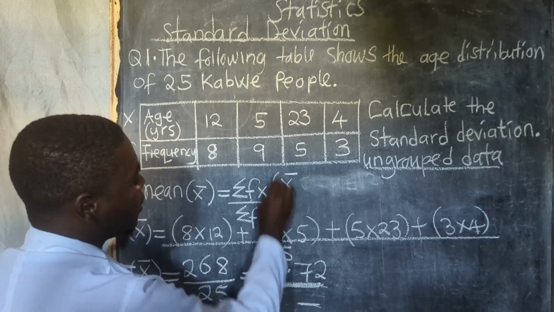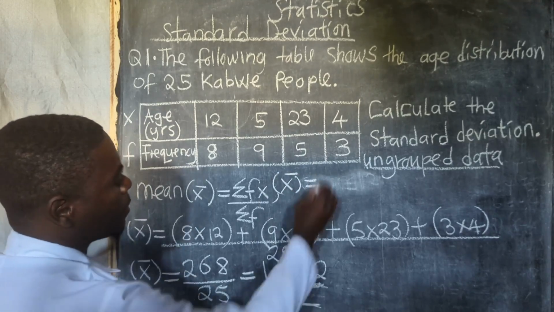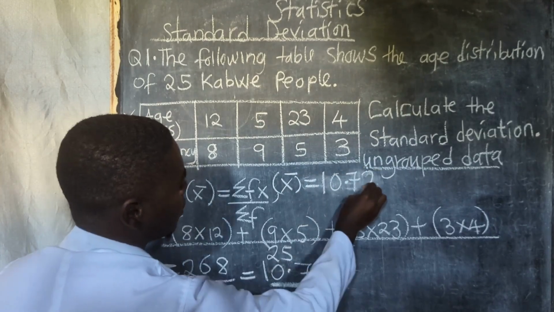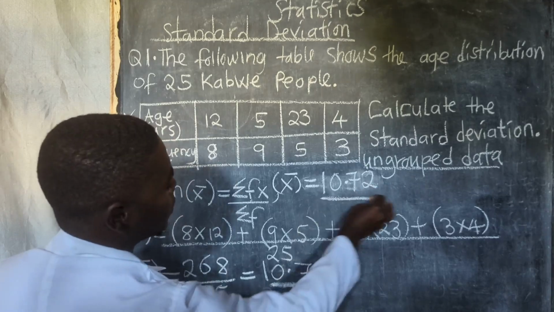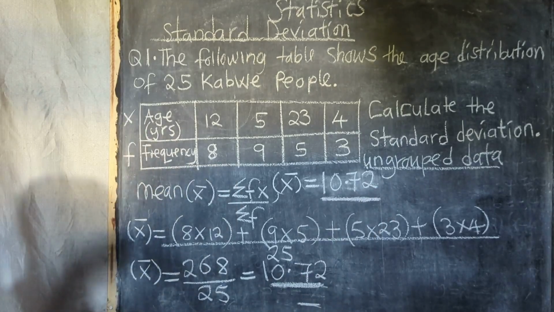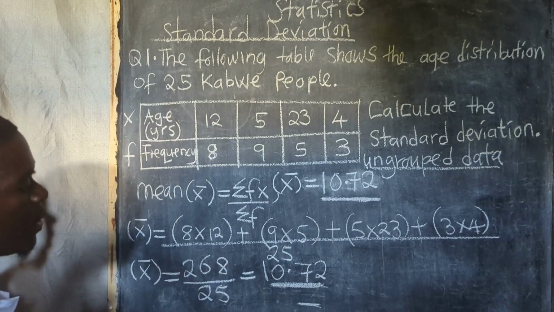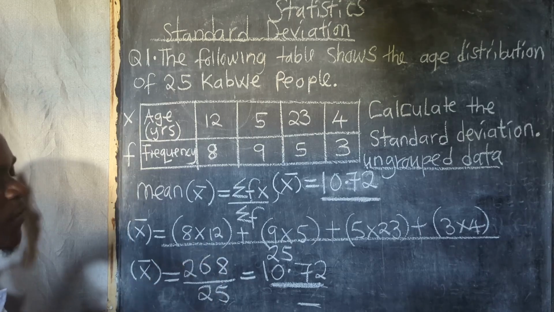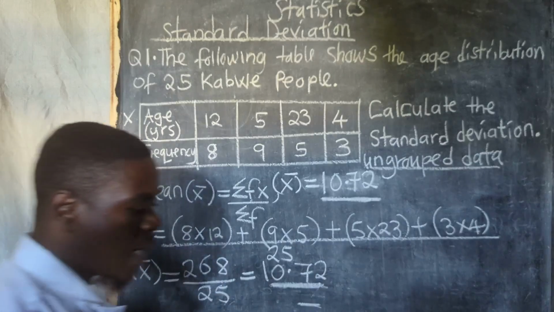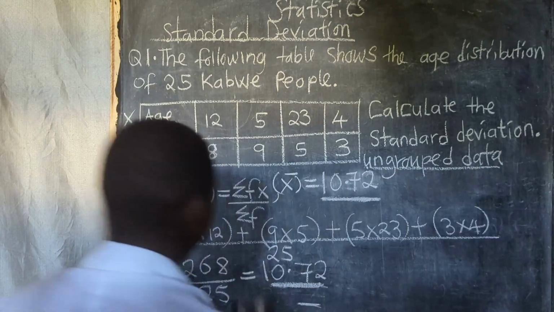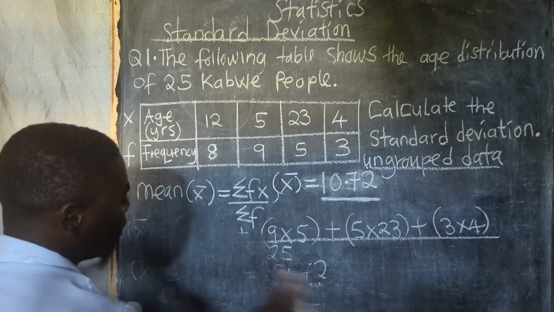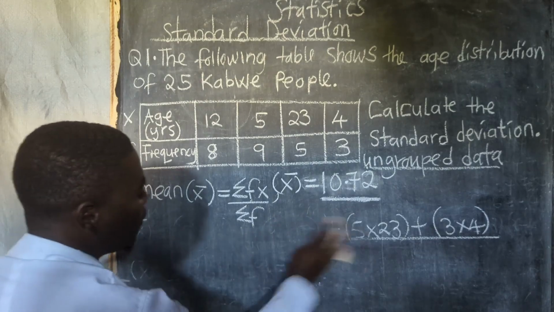So mean is equal to, same procedure as before, 10.72. This is the mean. This is what you are supposed to do. After you calculate the mean, you need to find the variance. These are the easiest formulas that you can ever use in an exam. So after calculating the mean, you now calculate the variance.